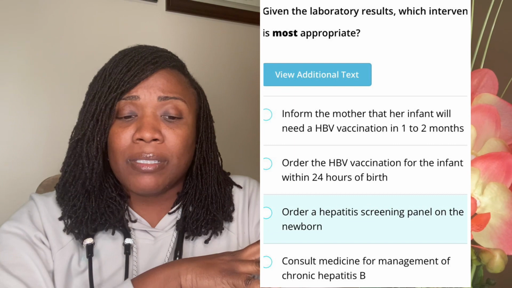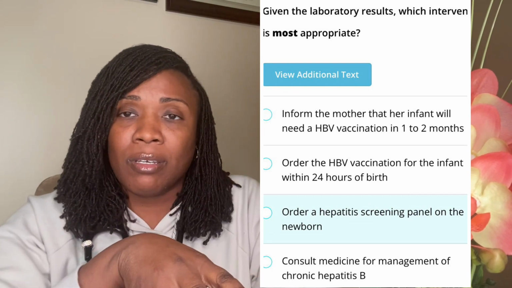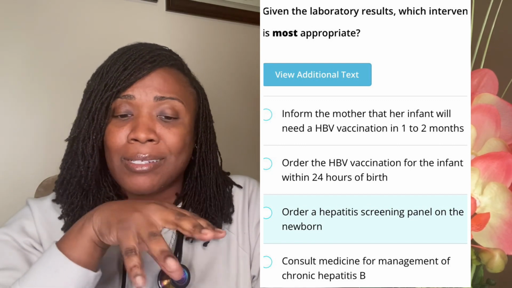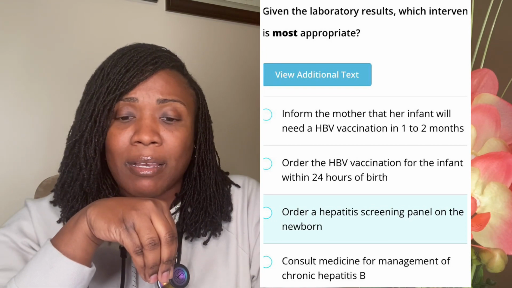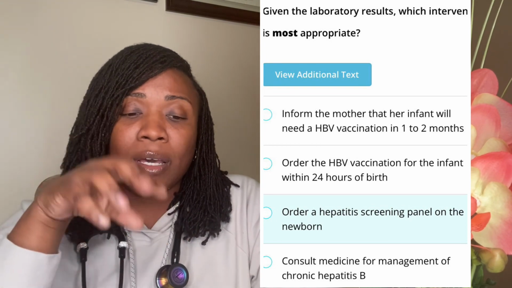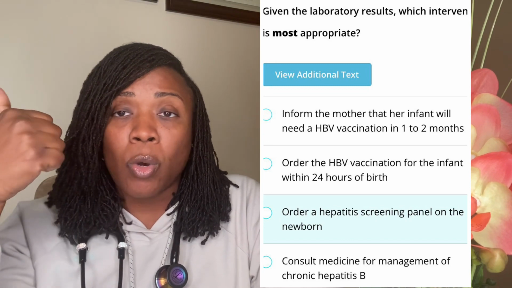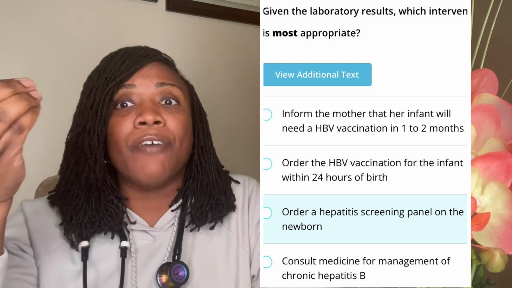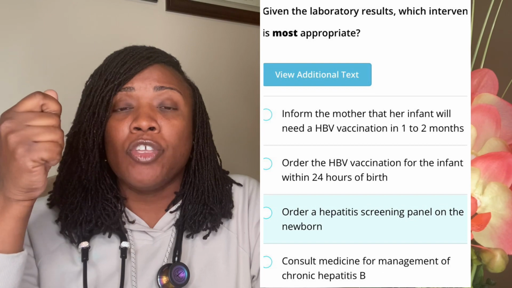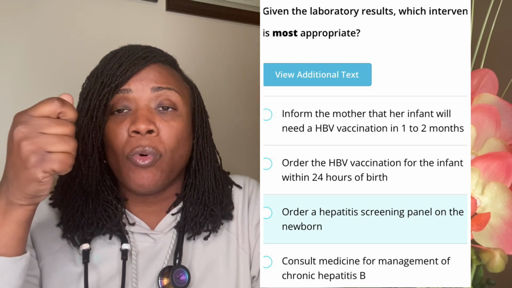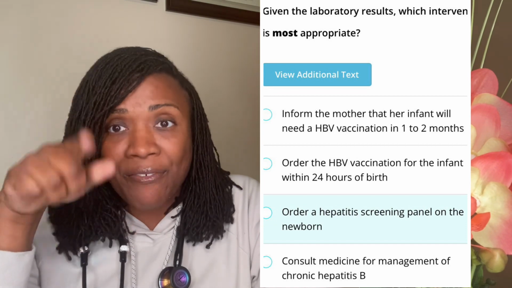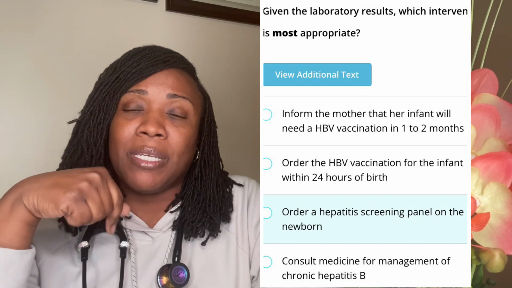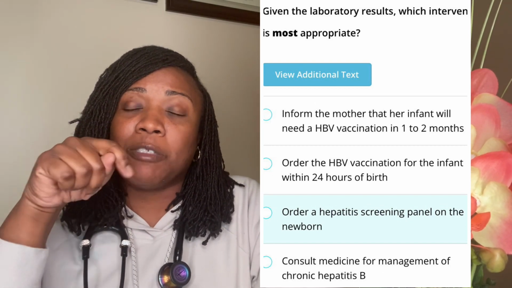So the last two options, it doesn't say anything in the question about the mother or the baby having hepatitis B. So ordering a panel and consulting medicine for management of chronic hepatitis B makes no sense. So the only other options would be either to get it within 24 hours or to get it 1 to 2 months after the baby's born. And please know that hepatitis B, you have to have that baby vaccinated within 24 hours of being born. And then after that baby has been discharged and goes to see the pediatrician, within a month they should have that second hepatitis B vaccine.